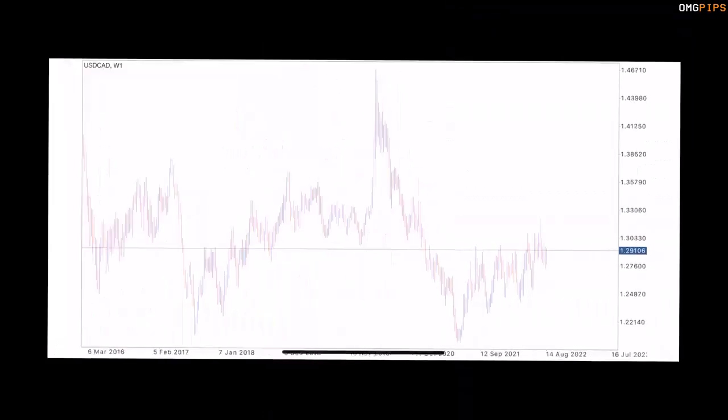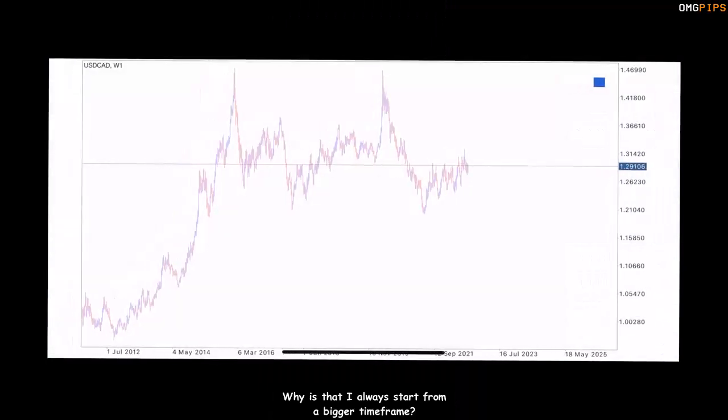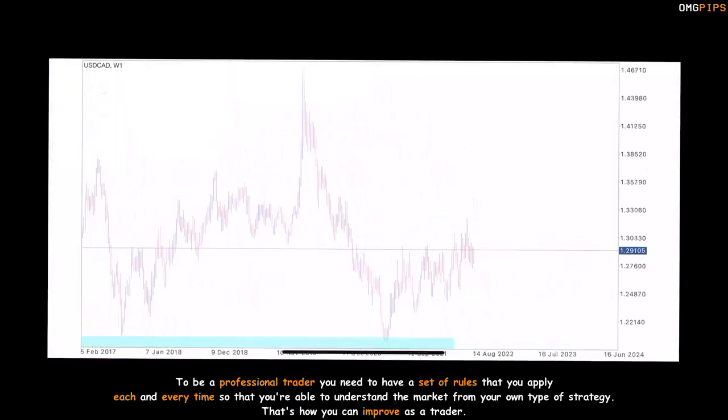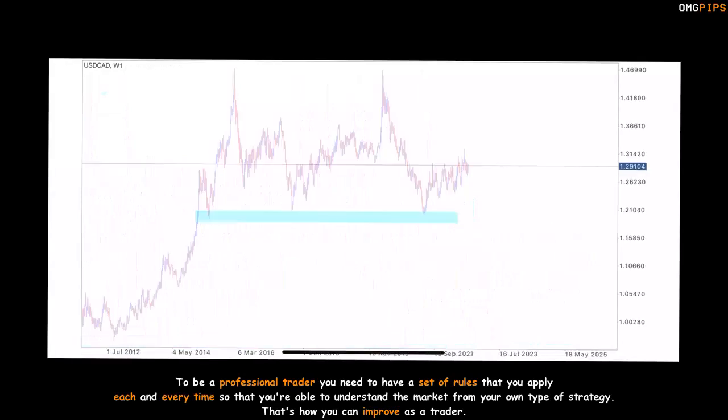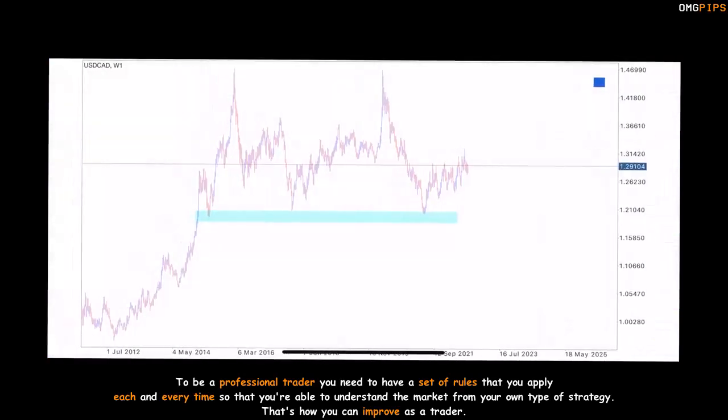So guys, I'm sure most of you are wondering, why is it that every time I always start from a bigger time frame? According to my trading plan, guys, this is what I have to do. Remember that to be a professional trader, you need to have a set of rules that you apply each and every time, so that you're able to understand the market from your own type of strategy. That's how you can improve as a trader.